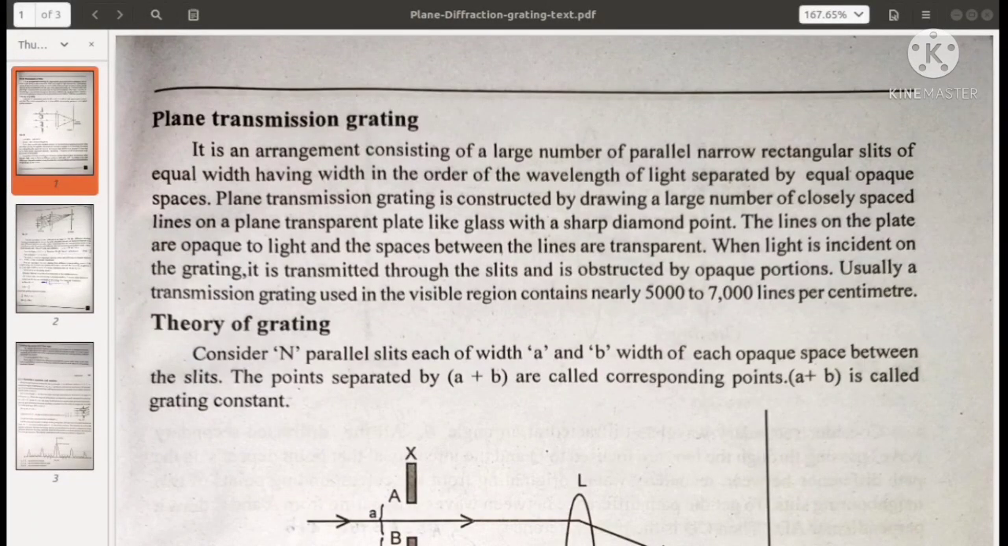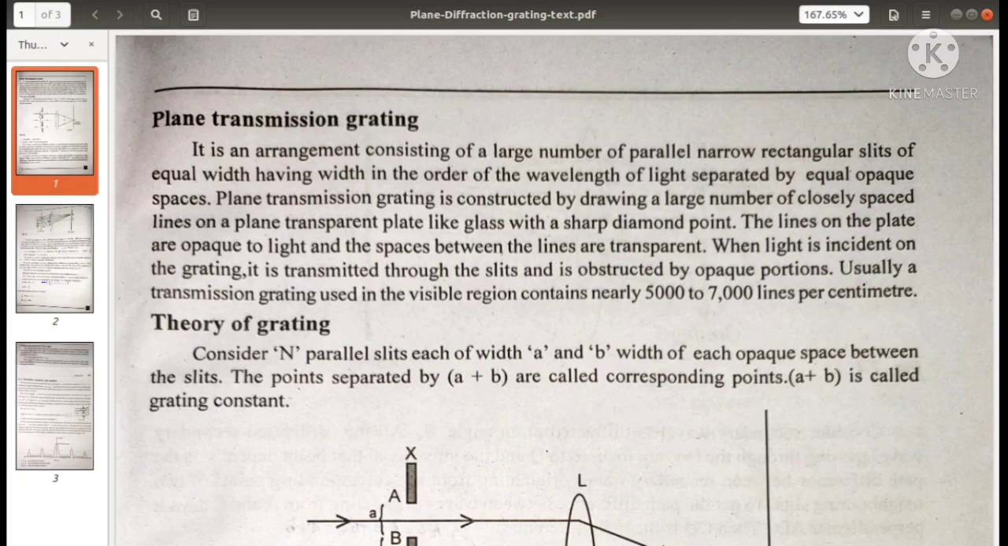Good morning. Today we will discuss plane transmission grating, or diffraction grating. A grating is an arrangement of a large number of slits on a plain glass-like sheet. It is constructed using a diamond point. Using this diamond point, we draw a large number of lines on the surface of a glass-like material.